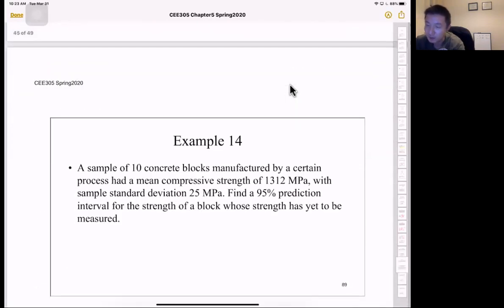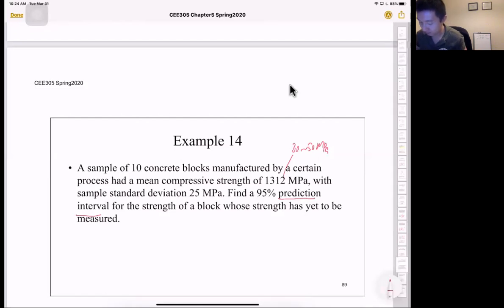So here is the example. We have a sample of 10 concrete blocks manufactured by a certain process with a mean compressive strength of 1312 megapascal. This is not a realistic value. This is too high. For normal concrete, the strength is around 30 to 50 megapascal. This is stronger than steel, but anyhow, this is not a concrete class. The sample standard deviation is 25 megapascal, and we are asking for a 95% prediction interval.